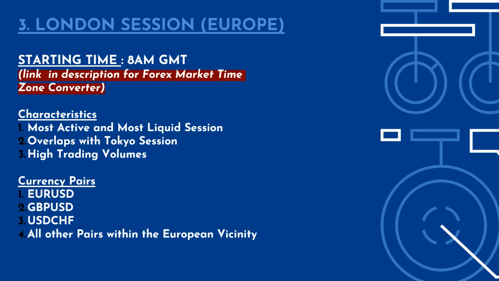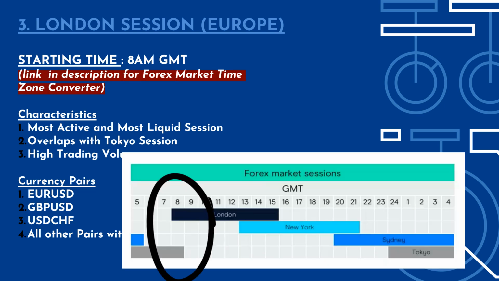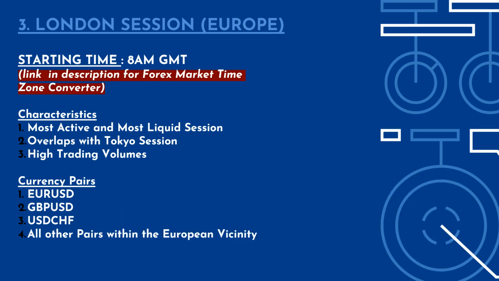Tokyo session and London session, they tend to overlap into one another and thereby increase the volume and the volatility. So the London session is considered one of the most active and liquid sessions because it involves the whole European continent.